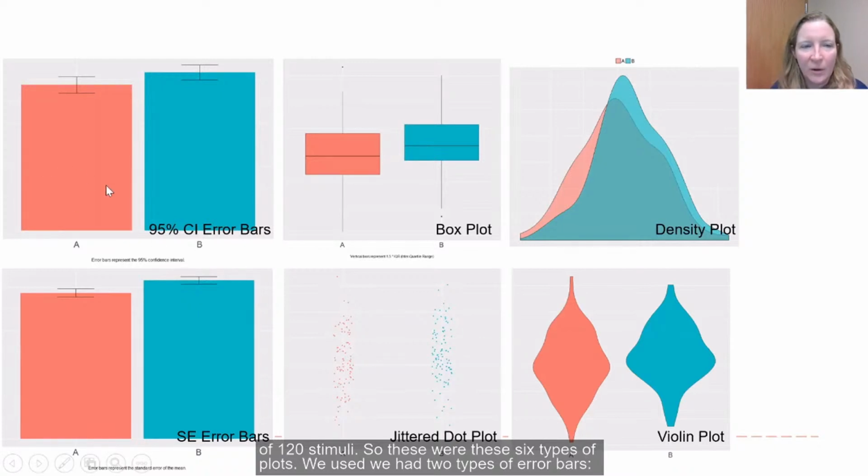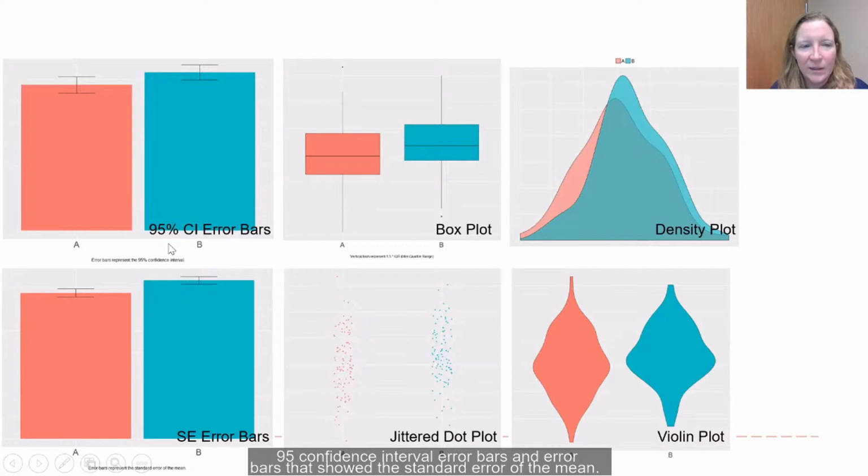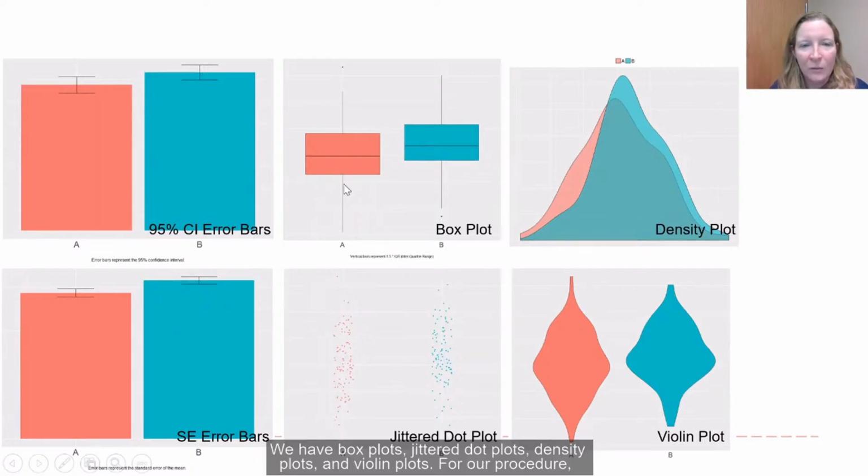So these were the 6 types of plots we used. We had two types of error bars: 95% confidence interval error bars, and error bars that showed the standard error of the mean. We have box plots, jitter dot plots, density plots, and violin plots.